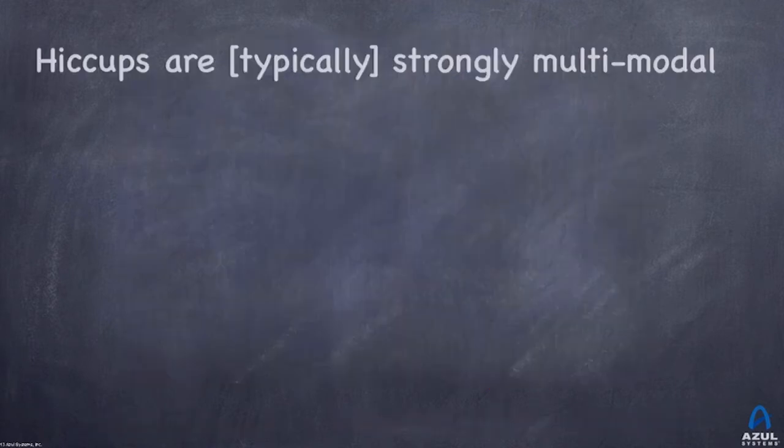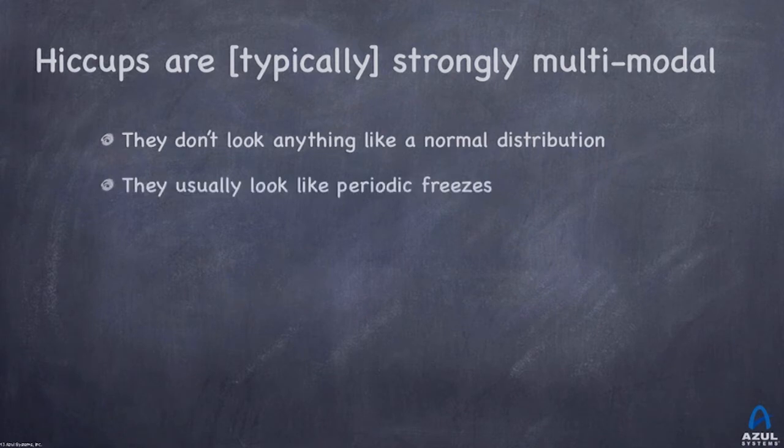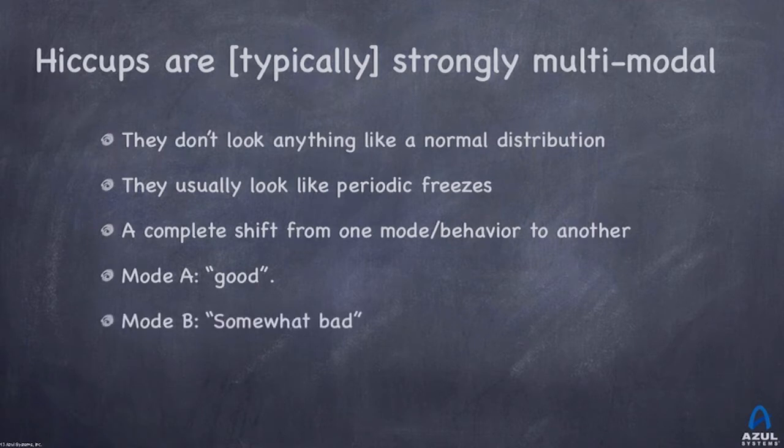So when we look at these hiccups, and they happen in almost anything you actually measure, if you actually look at the results, there are some very interesting behaviors you should find. They're typically strongly multimodal. They're not sprayed around. There are multiple modes, and they don't look anything like a standard curve or a normal distribution. You have these periodic freezes, and those freezes are a complete shift from one mode of operation to another mode of operation, and then back. And usually you have a good mode of operation. Your median, your 90th percentile, your 99th percentile might be in that mode. Then you have a somewhat bad mode, and then you have a terrible mode, and depending on how many modes you have, you can add to that list. But that's how typically latency seems to behave, especially in software systems.